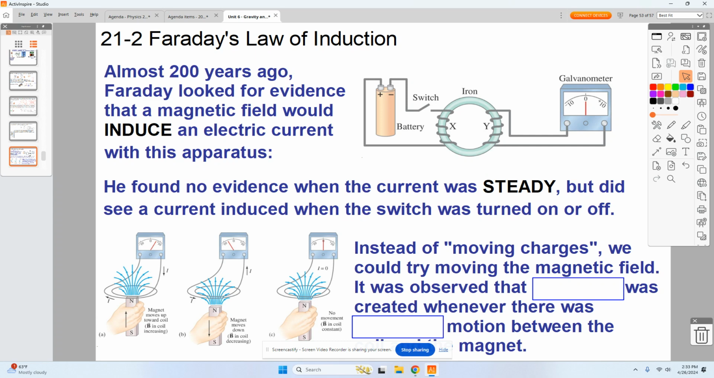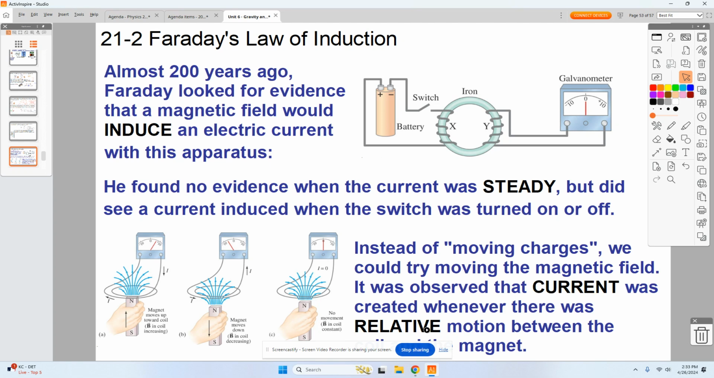And so what he theorized is that it's not a magnetic field that induces current. It's a change in magnetic field that causes current. So he theorized that you had to have a changing magnetic field. Instead of moving charges, we could try moving the magnetic field. It was observed that current was created whenever there was relative motion. So as long as one thing was moving relative to something else, we could get current being generated.